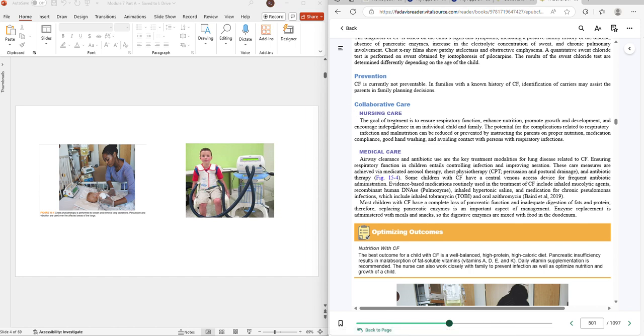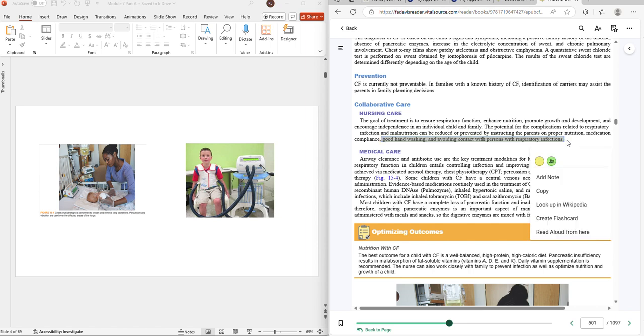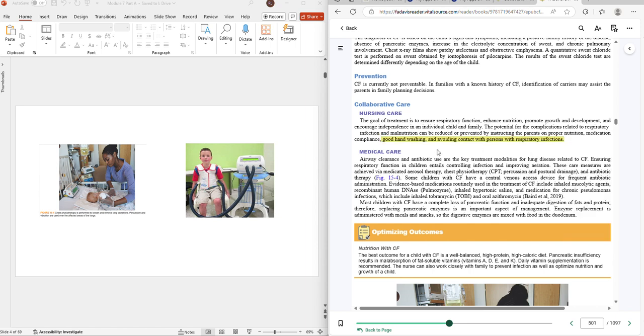Alright, so let's talk about nursing care. Nursing care, hand washing. Huge, huge, huge with these patients, okay? They have a low tolerance for any bacteria, okay? You're to avoid any persons in the same room with a respiratory infection, okay? Preventing respiratory infections in a CF patient is crucial for their quality of life. So let me say that one more time. Preventing respiratory infections in a CF patient is crucial for their quality of life. Okay.